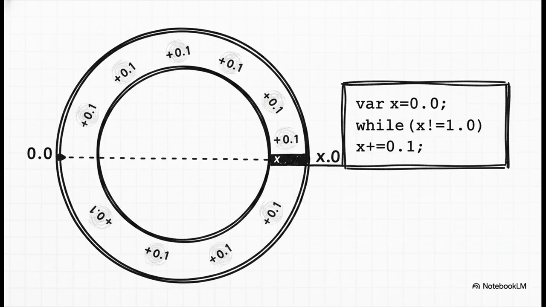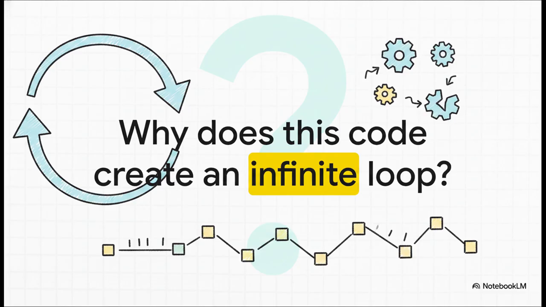We start a variable, x, at 0, and we just keep adding 0.1 to it over and over until it equals exactly 1.0. You'd expect that to run 10 times and then poof, it stops. Well, guess what? It never stops. This simple code creates an infinite loop. The condition, x is not equal to 1.0, is somehow always true. How is that even possible? How can adding 0.1 to itself 10 times not equal 1? Keep that question in your head because things are about to get even stranger.